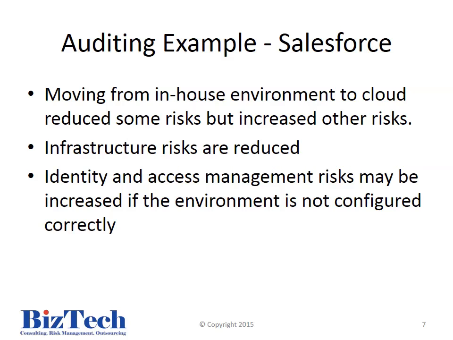So here's an auditing example. We're going to give you the example of Salesforce. IT might think of moving from an in-house environment to the cloud. Generally, what happens is it reduces some risks but increases other risks. The infrastructure risks are reduced. Typically, Salesforce has a strong infrastructure, and they are ISO 27001 certified as well, so in general you have more of a comfort zone that the infrastructure risks are reduced when you're moving over to Salesforce, which is a CRM.